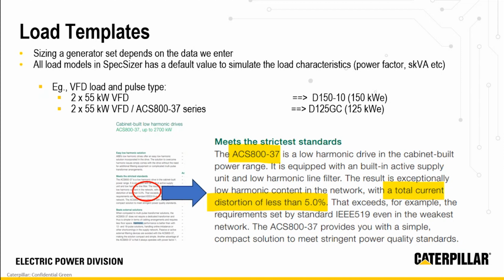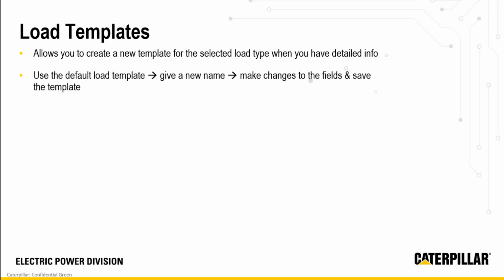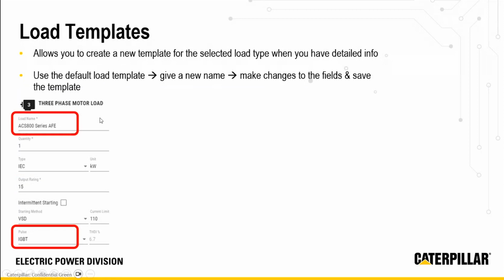So let's see how you can create a template for a three-phase motor load in order to simulate the ACS 800 series in SpecSizer. The load template allows you to create a new template for the selected load type. All you need to do is open up the default load template for the load, for example, in this case a three-phase motor load, and then give a new name. Then make changes to the appropriate fields.